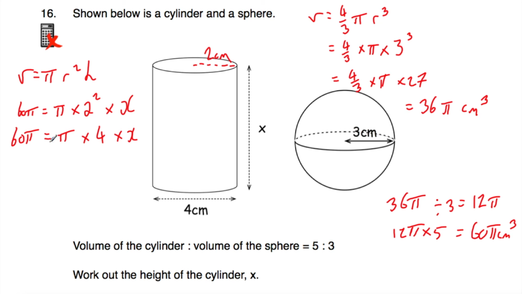Now I'm going to divide both sides of the equation by pi, and I'll just be left with 60 is equal to 4 multiplied by x. And then if I divide by 4 and divide by 4, I get that 15 is equal to x. So x is equal to 15 centimeters. The height of that cylinder is 15 centimeters, and that's it.